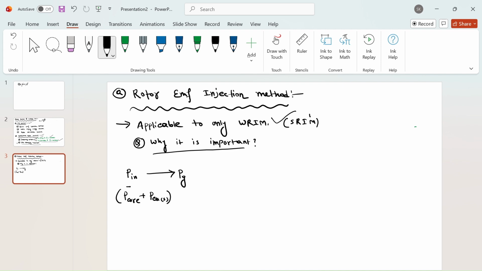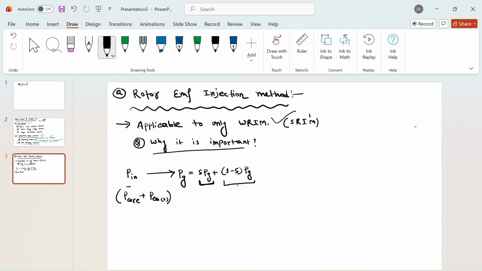This air gap power has two components. One is called slip power, S·PG. Another is the mechanical developed power, (1 minus S)·PG. This S·PG power, in case of squirrel cage induction motor, is what we call the rotor copper loss component of the air gap power, and this entire power will be consumed as rotor copper loss. And this particular term (1 minus S) into PG is called the mechanical developed power.